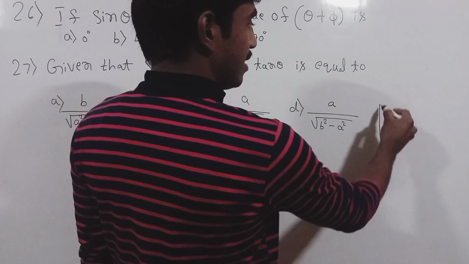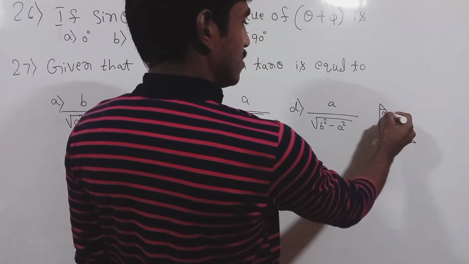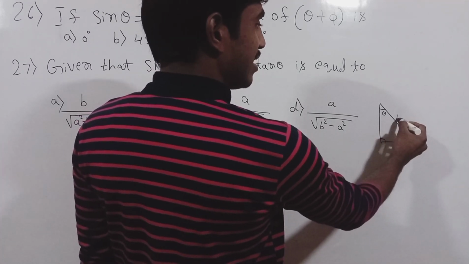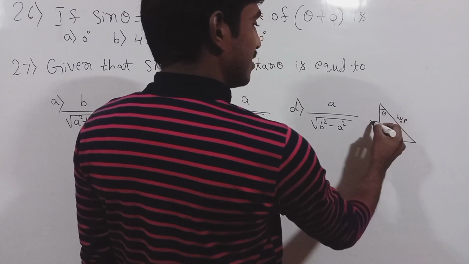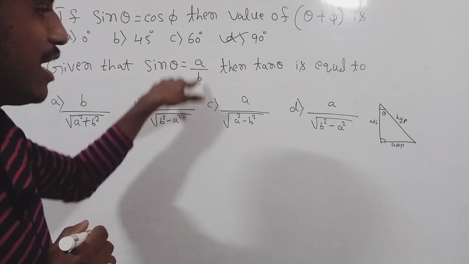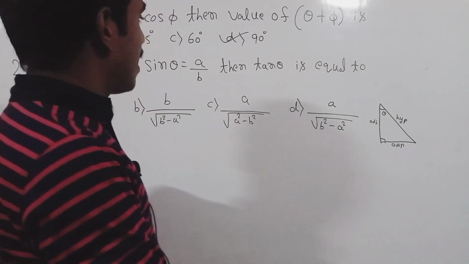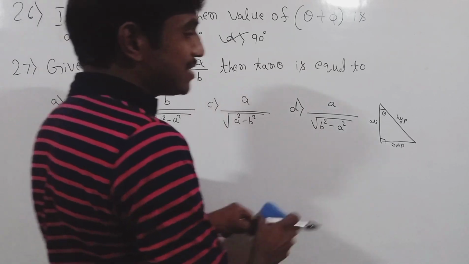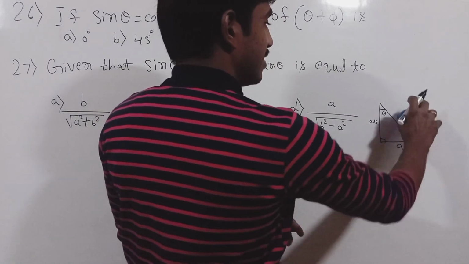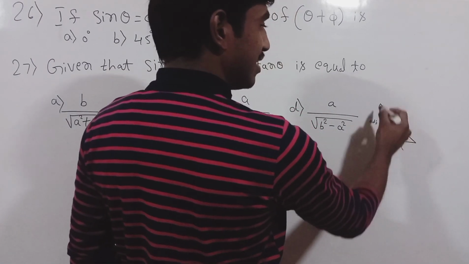So if we draw the triangle, let's say this is theta, this is the opposite side. The side which is opposite to the 90 degree angle is the hypotenuse, the other side is the adjacent side. So sin theta is a by b. So the opposite side is a and the hypotenuse is b. That means this side is a and the hypotenuse is b. That is what they have given, and we need to find the adjacent side.